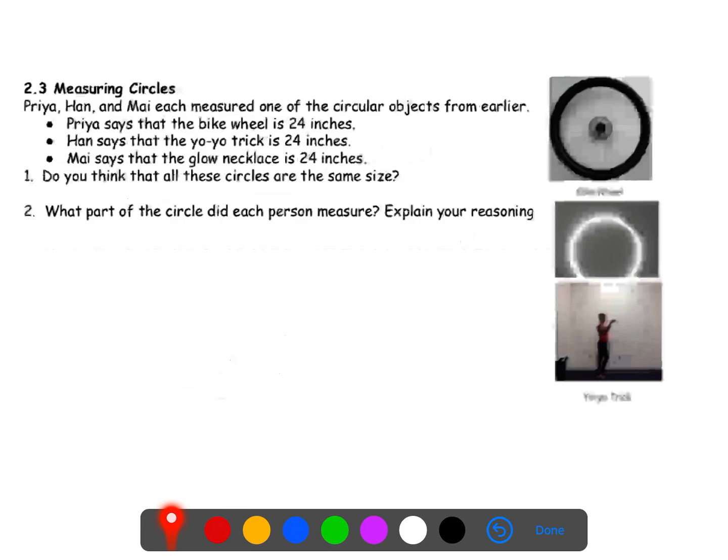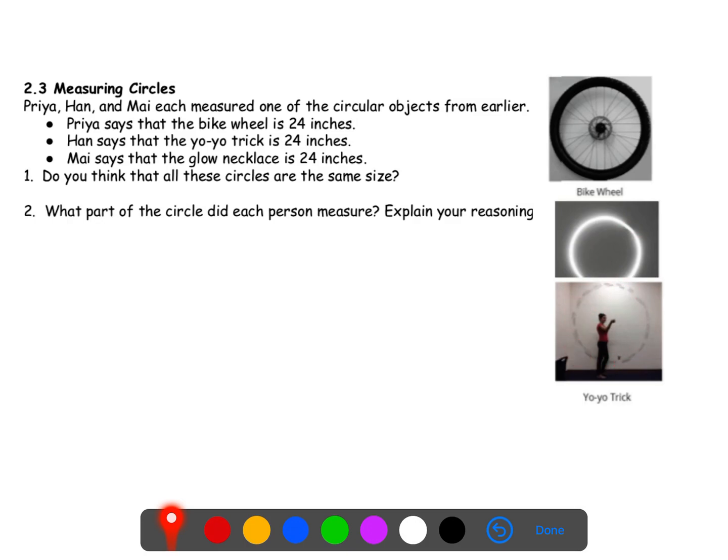For this activity, and I know the images on your copy are a little darker, we're going to be talking about 3 real-life circles. So we have the wheel of a bike. This label is cut off, but this is a glow necklace, the kind that you'd crack and then put around your neck and have that glowing a different color. And then a yo-yo trick.